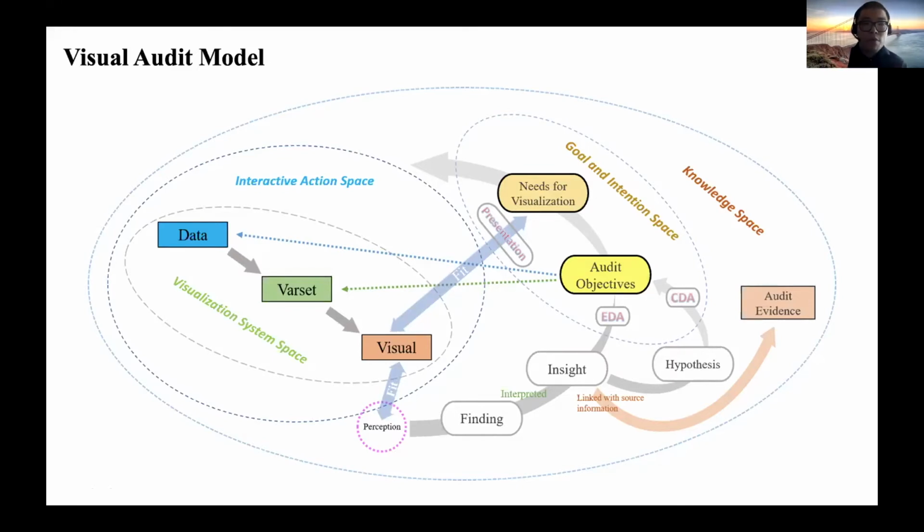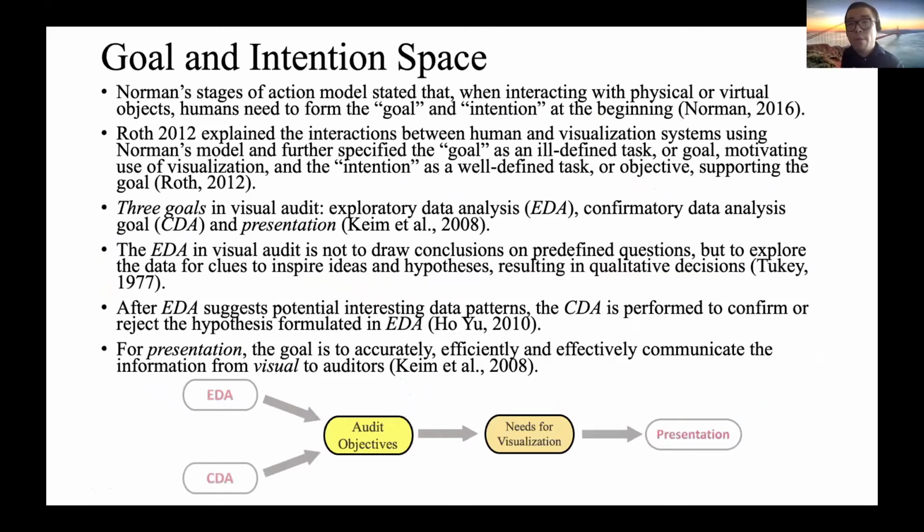Then I would like to decompose it and introduce the spaces one by one. First is the goal and intention space. In the paper, we argue that for conducting a visual audit, the whole process should be triggered and guided by the goal and intention developed by the auditors. A goal is defined as a so-called ill-defined task, or in other words, a general task. Based on previous literature, for visualization there are three broad goals. The first one is exploratory data analysis. The second one is confirmatory data analysis. The last one is presentation.